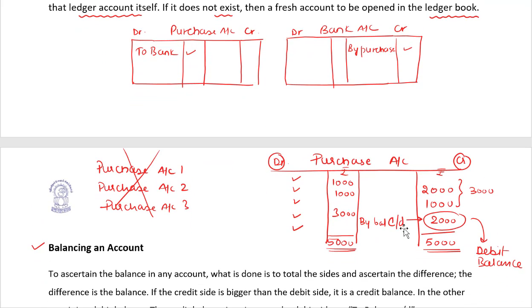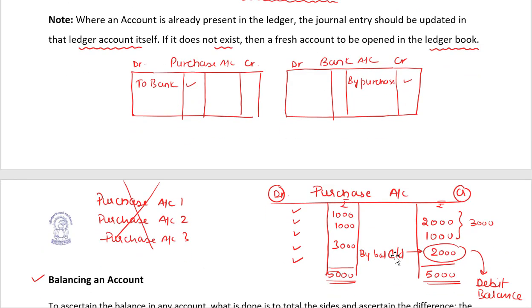We should take one more example over here. Let's take one more example. Sales account. Suppose on the debit side, the balances are 200, 100, 300. On the credit side, the balances are 500 and 100. That is 600.